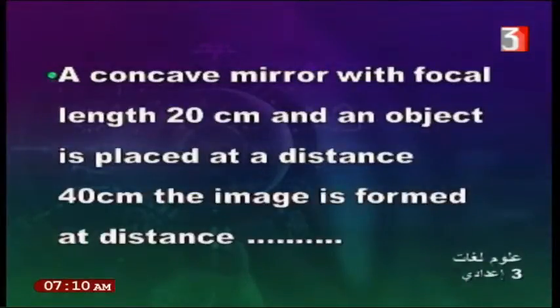A concave mirror has a focal length of 20 centimeters and an object is placed at a distance of 40 centimeters. The image is formed at a distance. This is an important question. The focal length equals 20 centimeters, so the center of curvature, or the radius of this mirror, equals 40 centimeters. So the image is formed at a distance of 40 centimeters also.